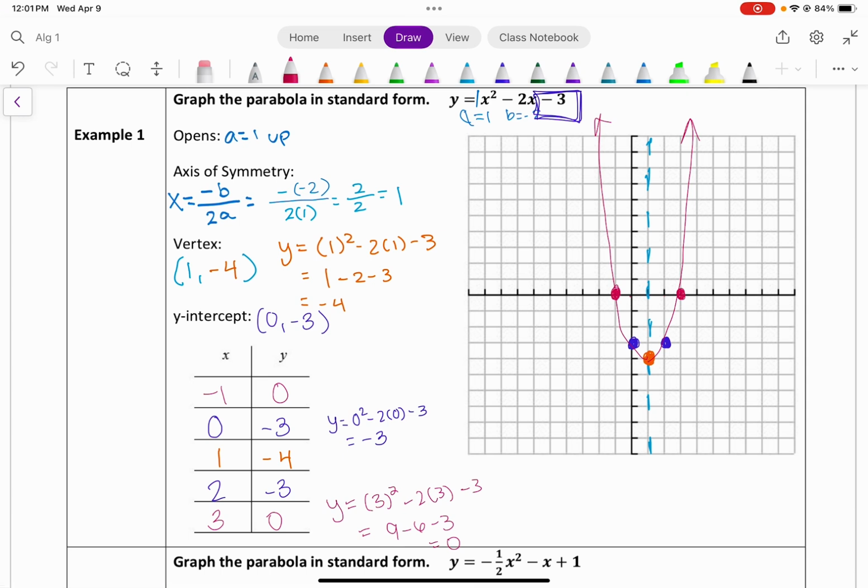So very similar, right? We still want the vertex, we still want the y-intercept, we still want to see where it's crossing the x-axis. We can still mirror our points, but how we find our vertex is very different in standard form compared to factored form.